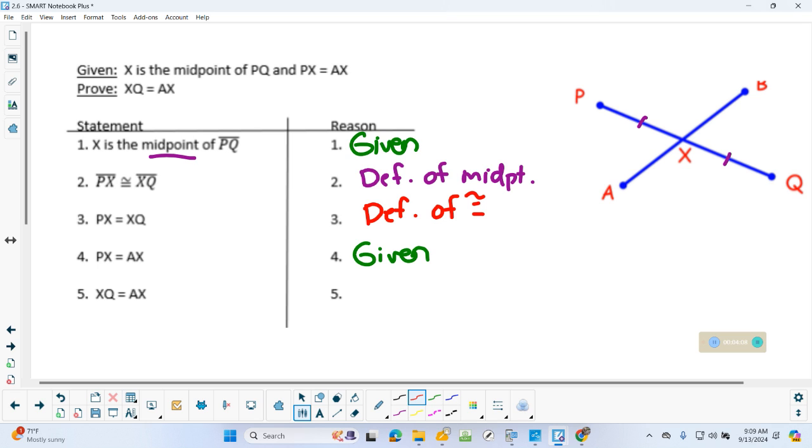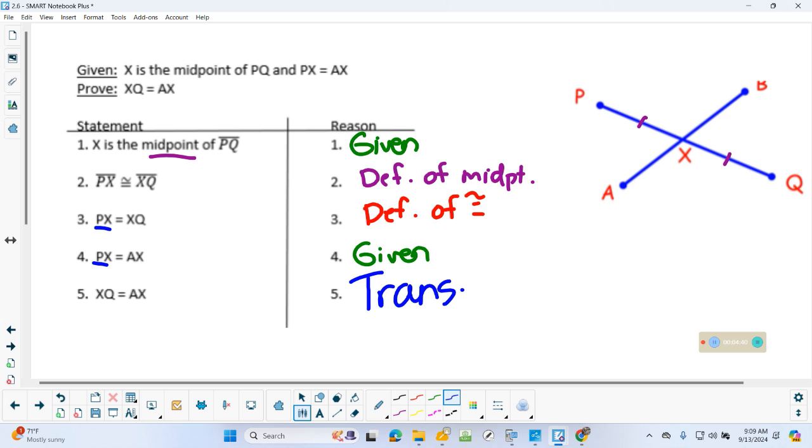Okay, of course given. And now we're to our final answer here. So let's see what we have. PX equals XQ, PX equals AX, and we're down to this. So I see these matching PXs. I'm like, oh, okay. So they canceled them out, and they wrote down what was left. What is that called for like the 100th time when you cancel out those matching pieces and write down what's left? Transitive. Got it. See? Getting easier, right?